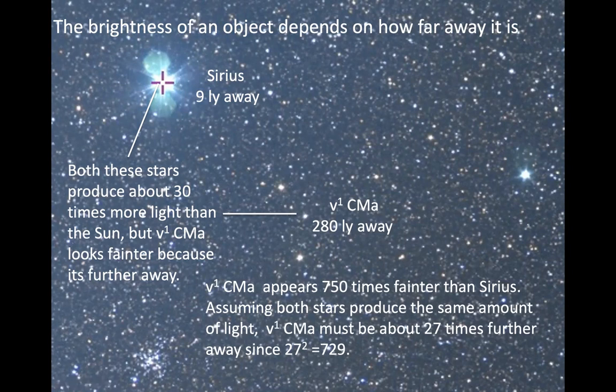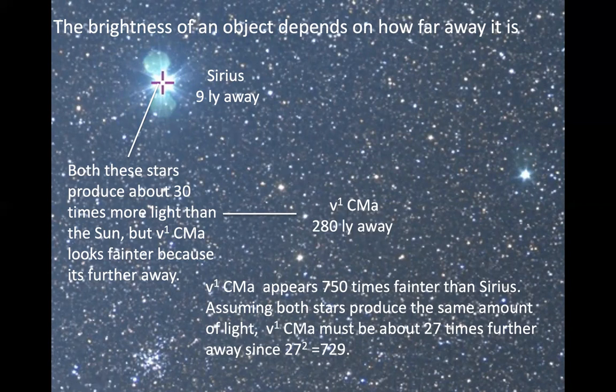The thing is, we actually know the distances to both of these stars because we can measure that using parallax. Turns out Sirius is a very nearby star. It's only 9 light years away. It's the closest bright star to us. Nu-1 Canis Majoris, however, is 280 light years away. So it's actually 27 times further away than Sirius.